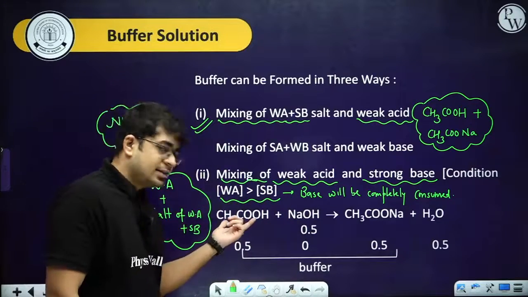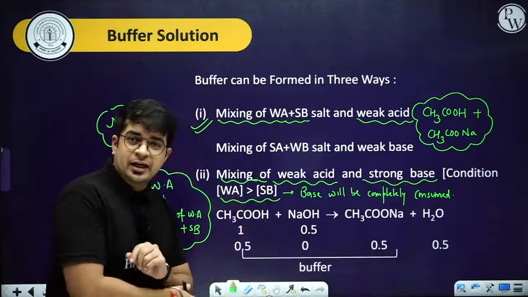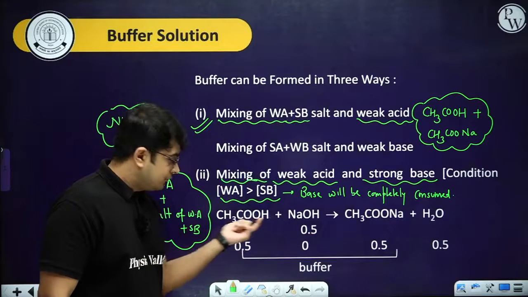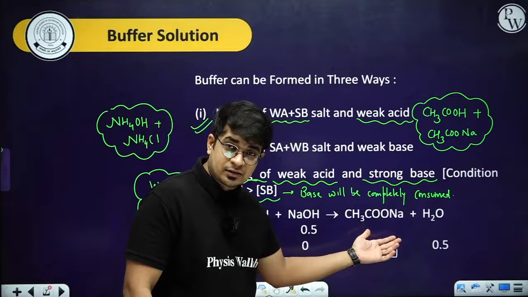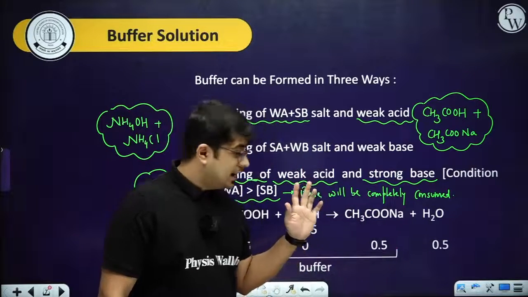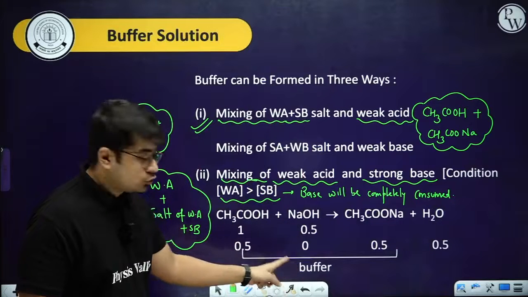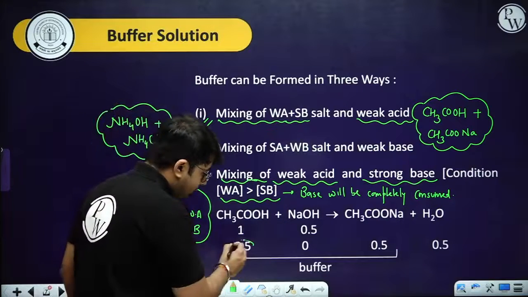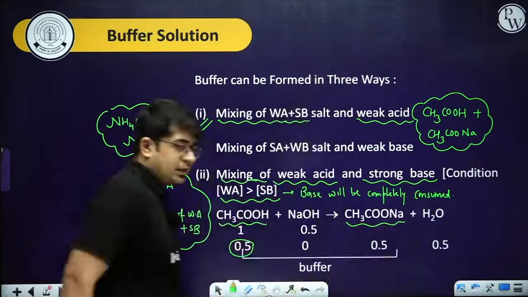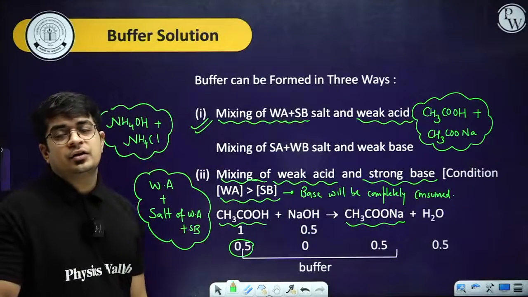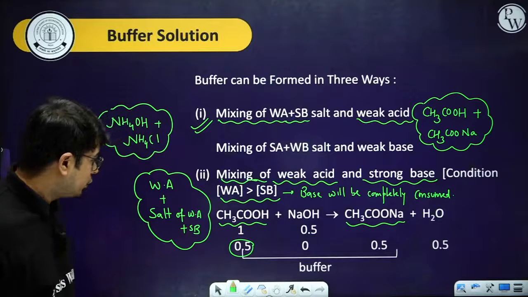For example, CH3COOH is there, you are reacting with NaOH. Half equivalent, one equivalent. Definitely acid is more. After the reaction, it's going to form half equivalent of this CH3COONa, and this entire part of the base is going to be consumed. It will remain half equivalent. It means acid is present and its salt is present. Definitely we are talking about the buffer solution. I hope this part is clear.